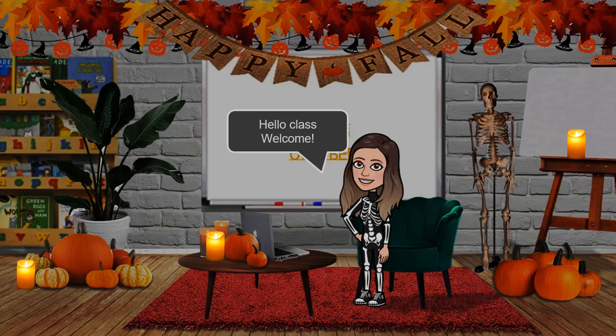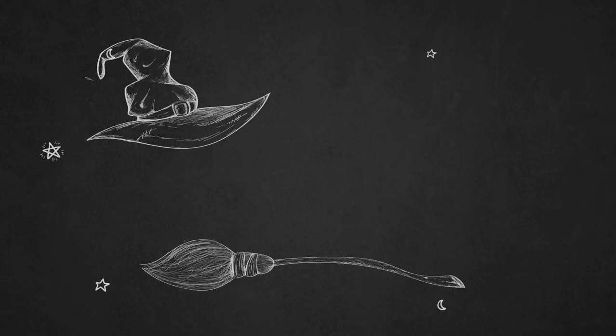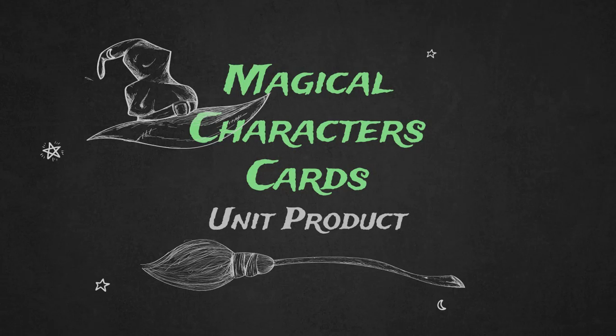So, this is the last week of the month and the last week of our unit. This week we start with the unit product of the month. Empezamos con el producto de la unidad. The product of the unit will be called Magical Character Cards, ¿ok? Tarjetas de personajes mágicos. Magical Character Cards.